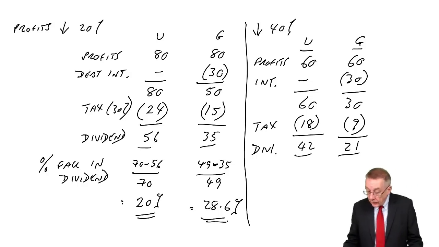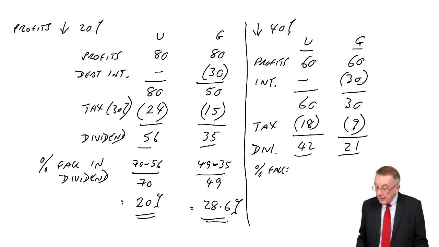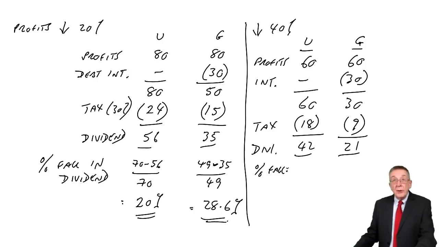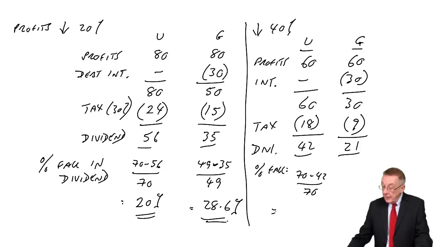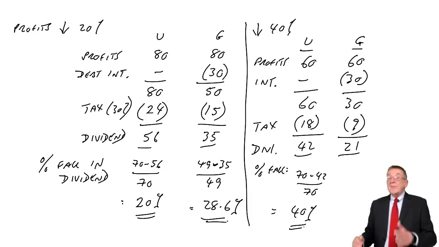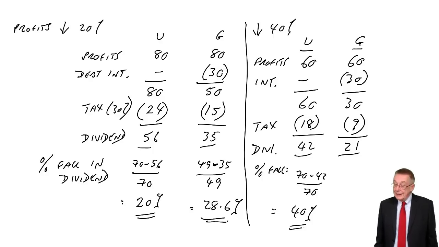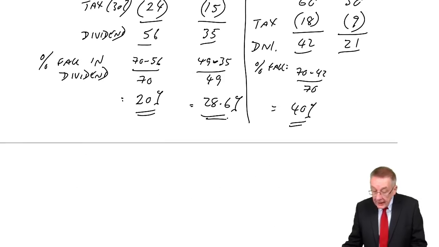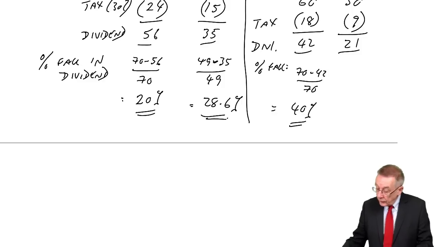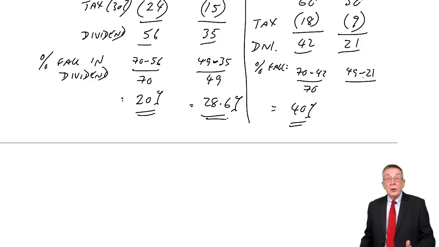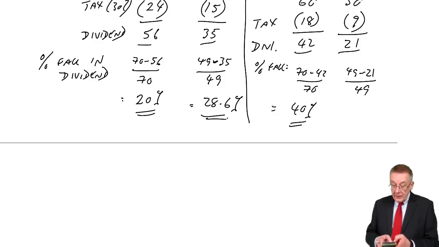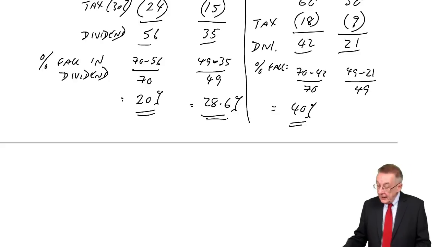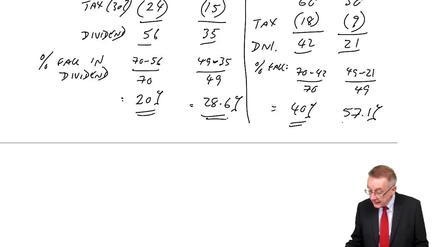Well, again, what's the percentage fall in dividend? Currently, a dividend of 70, profits fall to 42, so they fall by 28 on a current 70. If profits fall by 40, the ungeared company dividends fall by 40%. But what about the geared company? Their dividend, at the moment, back to the question, is 49. It falls to 21. So again, a fall of 28. But in percentage terms, 28 on a current 49. 28 divided by 49. It's fallen by 57.1%.